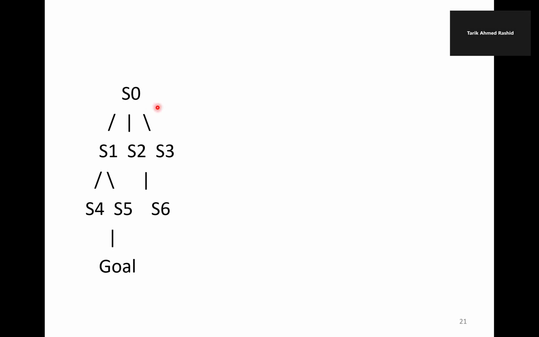Every diagram or figure in a search problem can be represented as a figure, then later we change that figure to a tree, and from the tree we will represent the problem and then solve it.